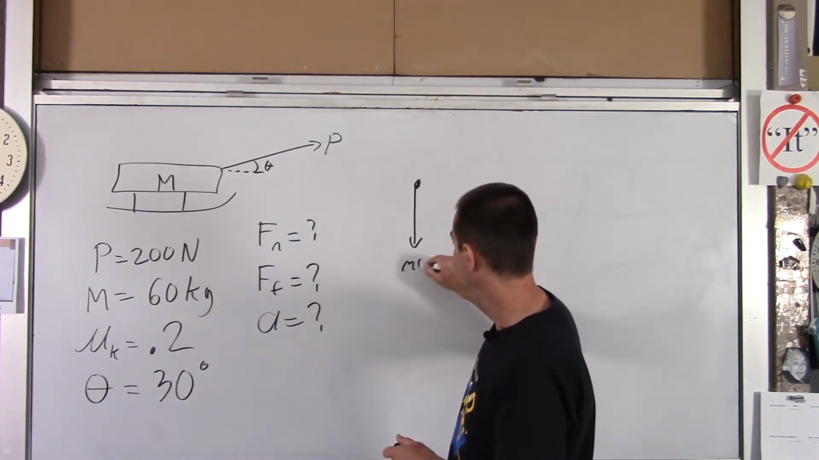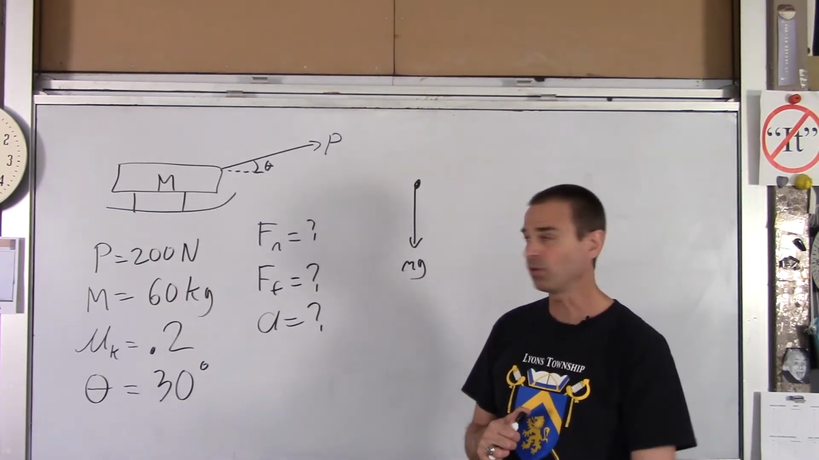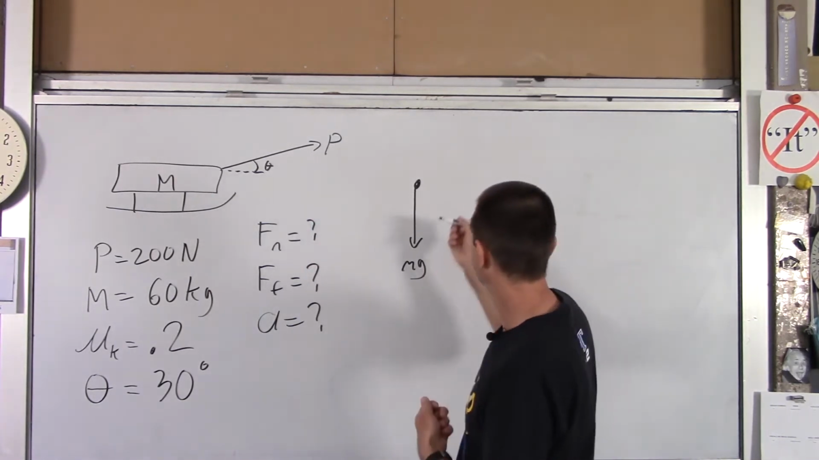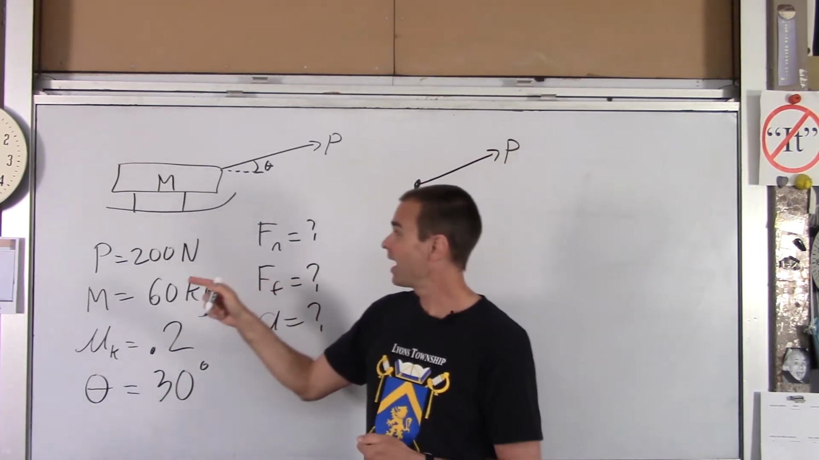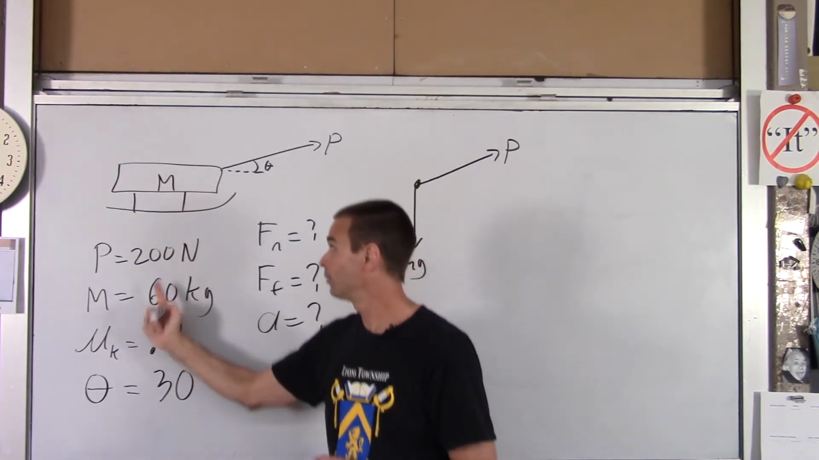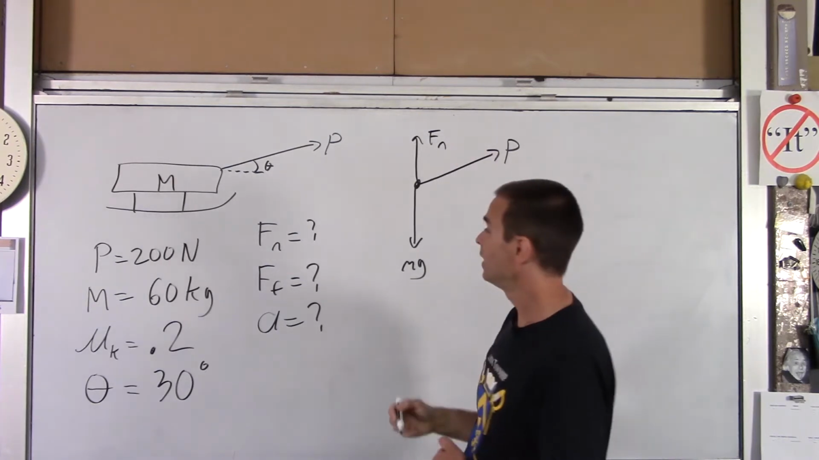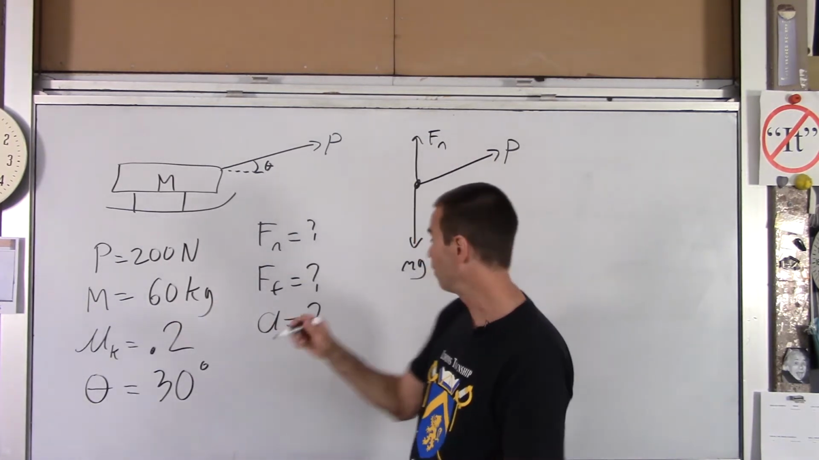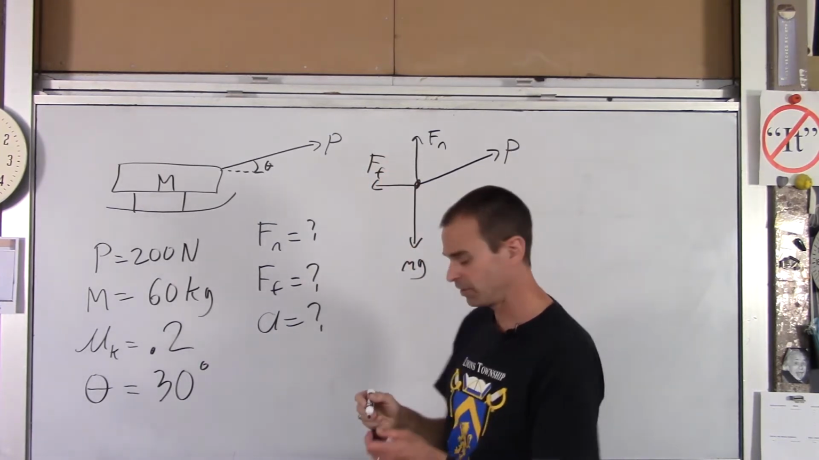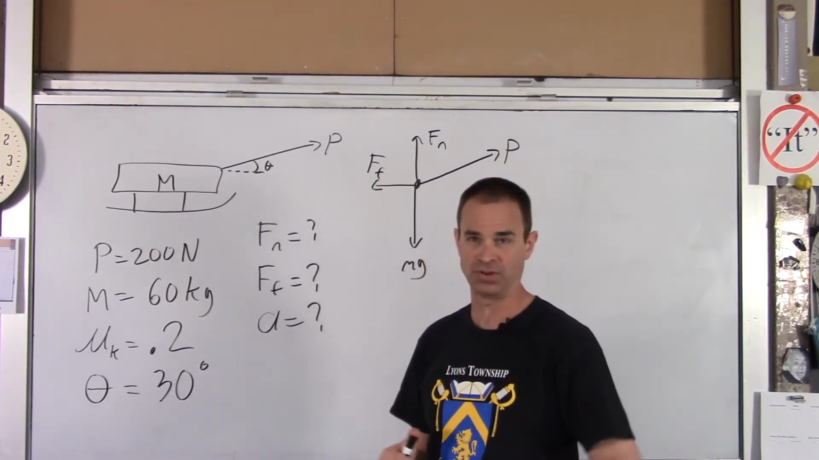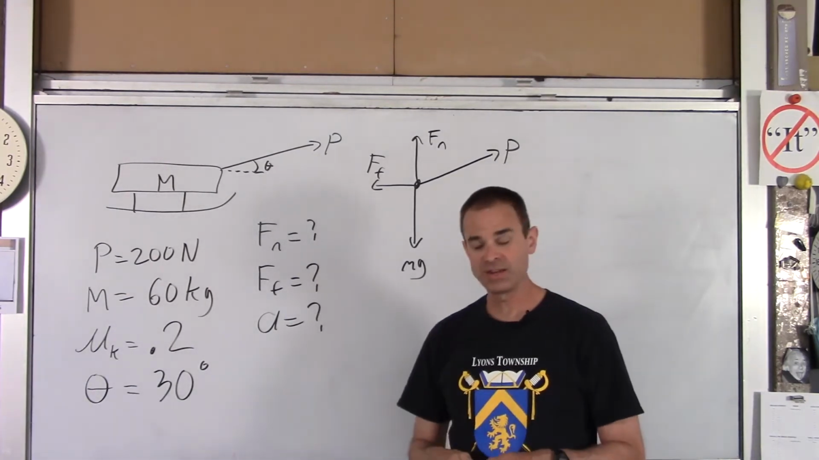That's mg. And then basically anything that touches or rubs on the sled is going to cause a force. So we have P, at an angle. We have the snow or the ground pushing up on the sled. That is F normal. And then the sled is rubbing against the snow. That's your friction, and that is kinetic friction because the sled is sliding over the snow. So there's your FBD. There are four forces acting on the sled, and there they are.